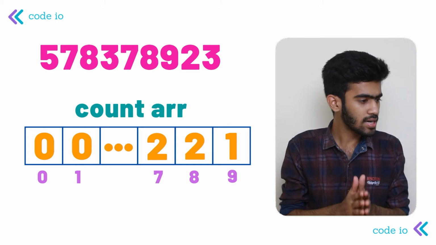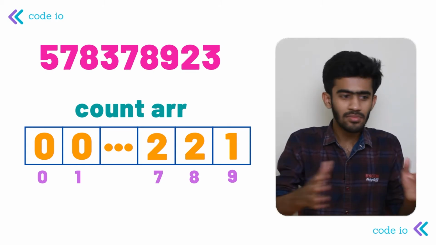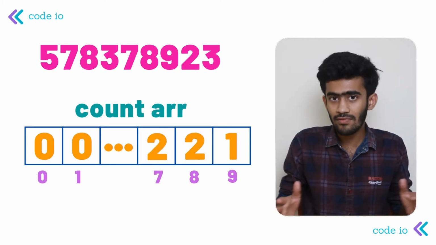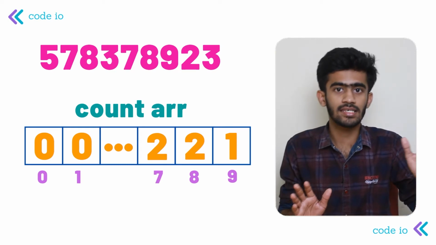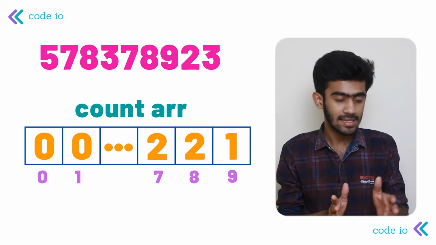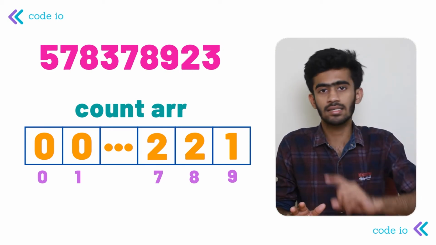Okay, so here we have no zeros, no ones, and similarly we'll have 2 7s and 2 8s and 1 9, and similarly we'll fill this array first. So for that we'll traverse this number that is given to us using a while loop, and then increment this value of this count array. So that is our step 1.